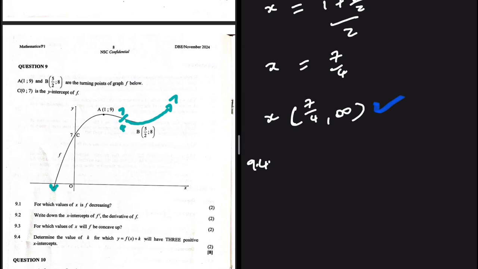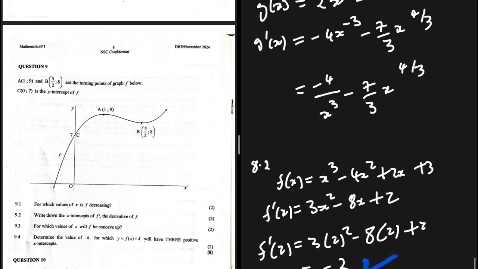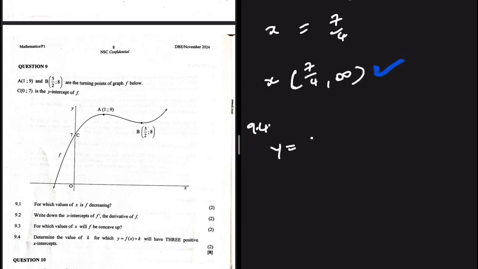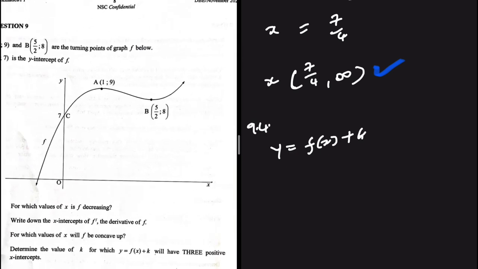Let me not say countless times, maybe 5, 6, 7 times, something like that. But then why am I bringing that up? Let me show you why. We are looking for the value of k for which y equals f of x plus k has 3 positive x-intercepts. So let's dissect that and make sense of it and see what we need to do.